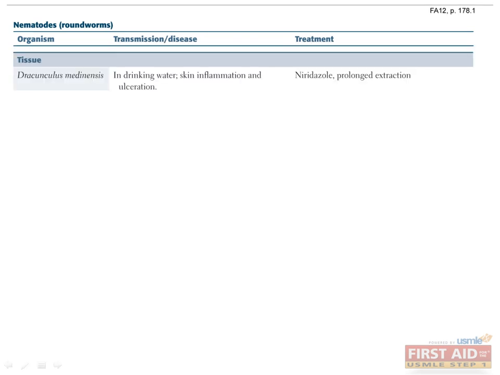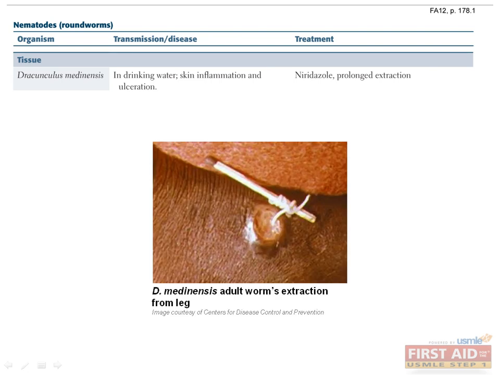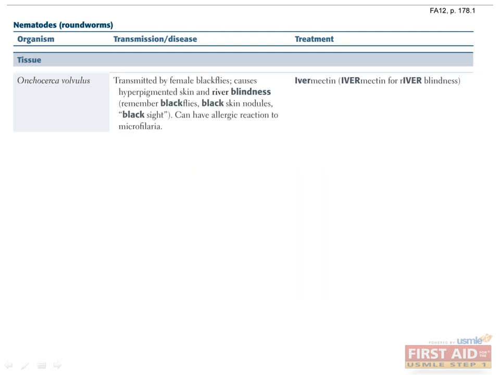Next are the nematodes causing tissue infections. The larvae of Dracunculus medinensis lives in tiny aquatic crustaceans. These crustaceans are ingested in drinking water. The adult worms migrate to the skin and release their eggs. This results in skin inflammation, ulcers, and painful subcutaneous nodules. Treat with niridazole. Onchocerca volvulus is the cause of river blindness.